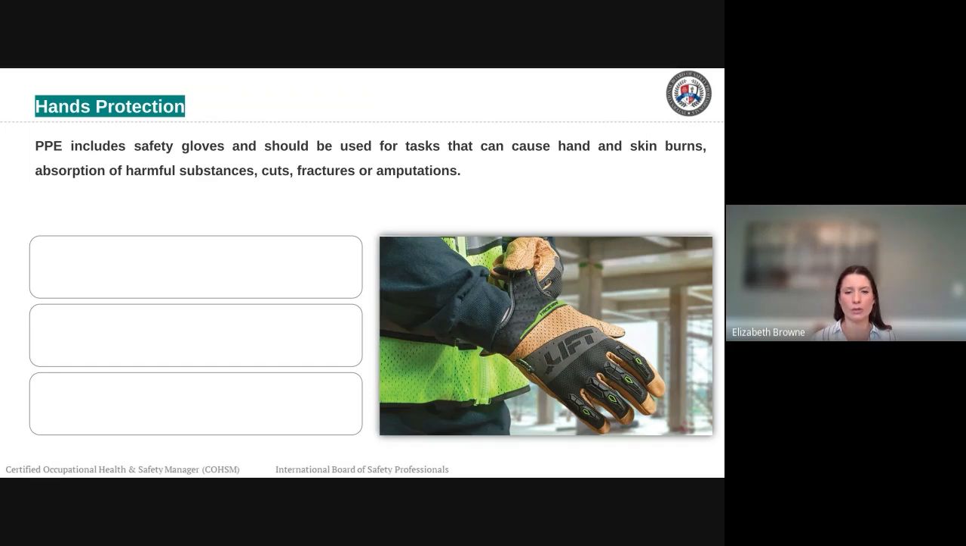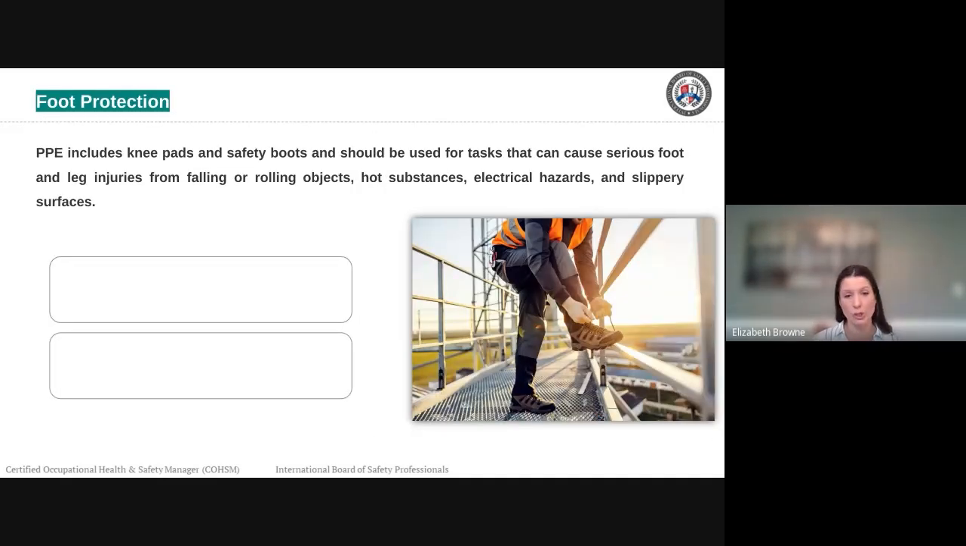Hand protection will include safety gloves and should be used for tasks that can cause hand and skin burns, absorption of harmful substances. Some safety gloves can be made of strong materials like Kevlar that help limit cuts and fractures, amputations. So there's lots of different uses for gloves because our hands are the main tools that we use every day, and we need to make sure that we are protecting those tools by using the correct glove for the hazard we're exposed to.